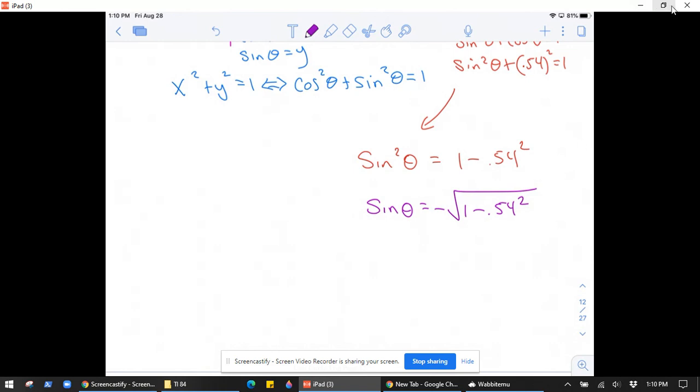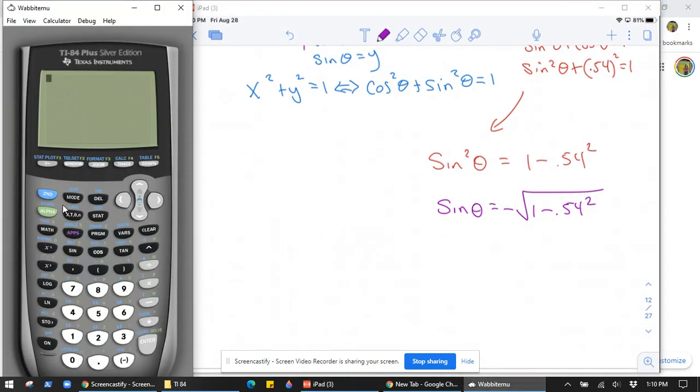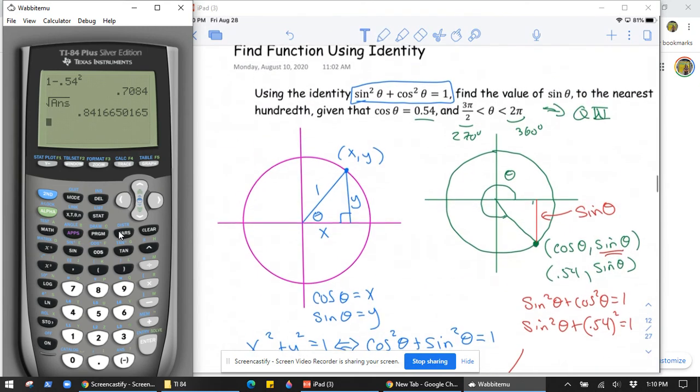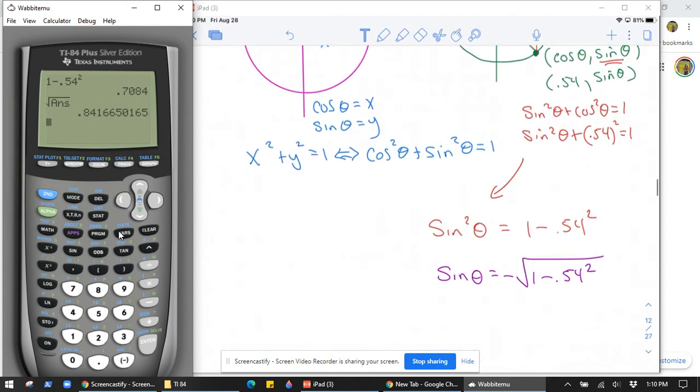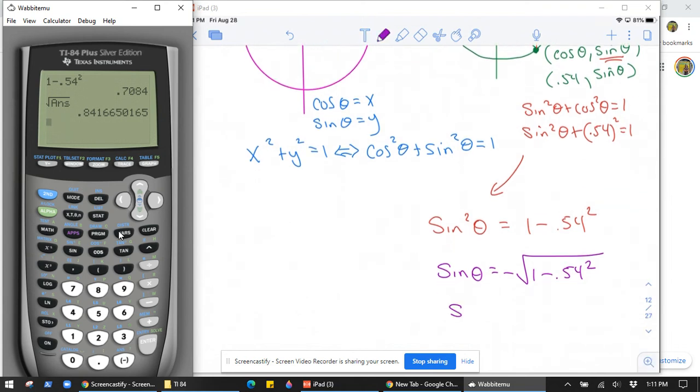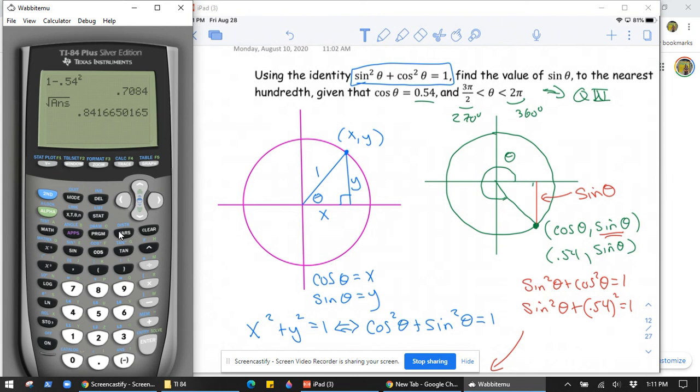We punch that in the calculator. So I do 1 minus 0.54 squared there, and then second square root of that answer. 0.84. What did it say to round to? Hundredth? So we round to 0.84. So sine of theta is equal to negative 0.84. That should make sense because it's clearly a negative y coordinate, and that agrees with our visual in front of us.